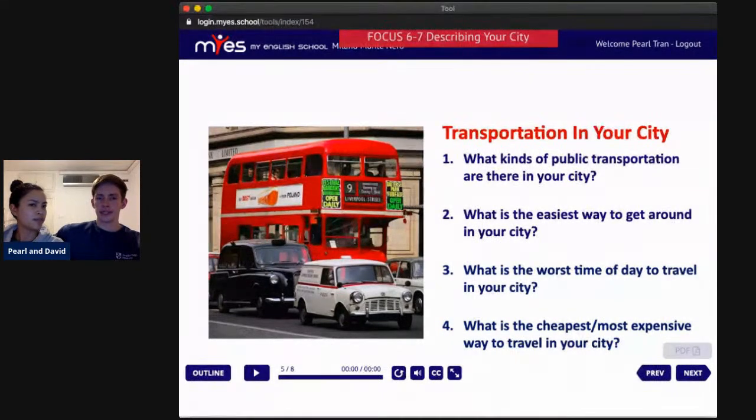What's the easiest way to get around in Orlando? By car. Everyone drives. It's very American. Oh, in New York, the subway is the best way, but I'm not from New York.